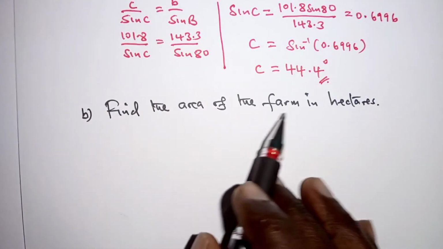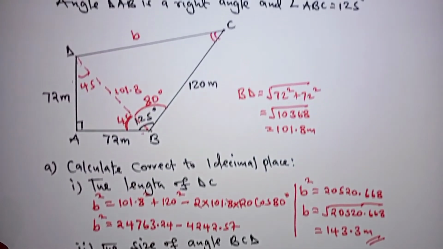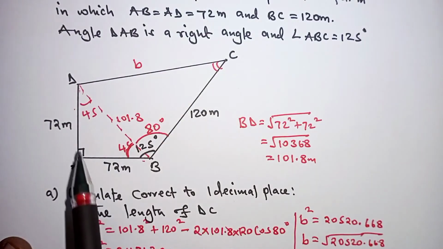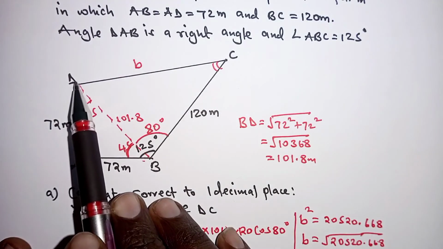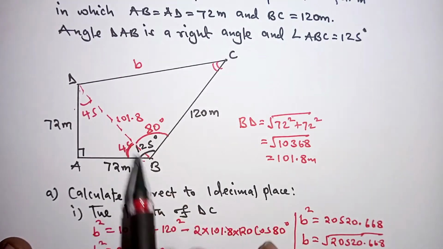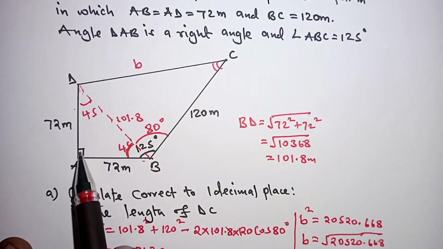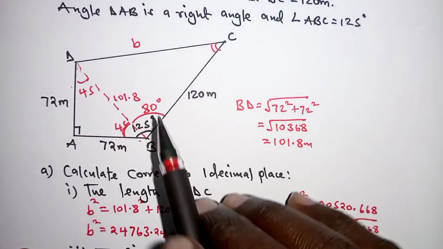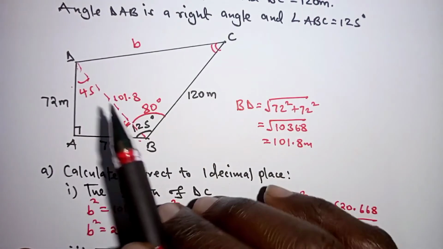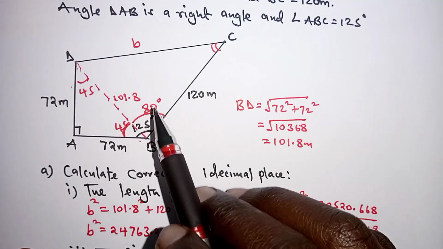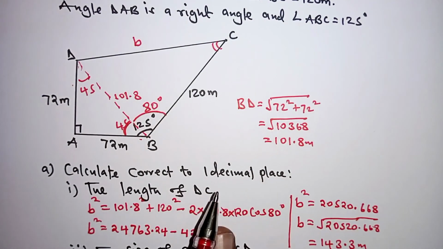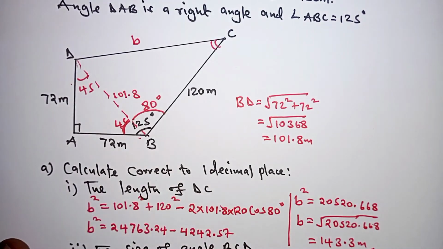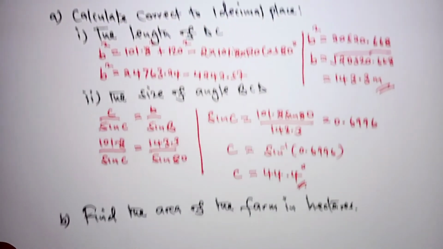Finally, we have to find the area of the farm in hectares. In order to determine the area of the farm, we have to divide the whole of this figure into two triangles. We have triangle ABD and triangle BCD. Now for triangle ABD, we will use a half base times height, and for triangle BCD, we'll use the sine formula, that is a half AB sine theta. So for this first triangle, a half the base times height, that is a half 72 times 72.